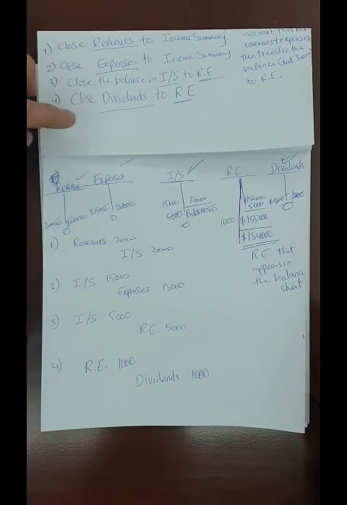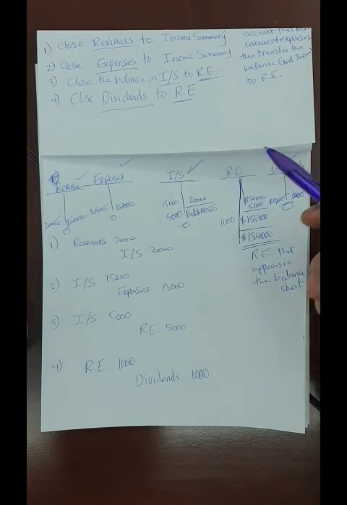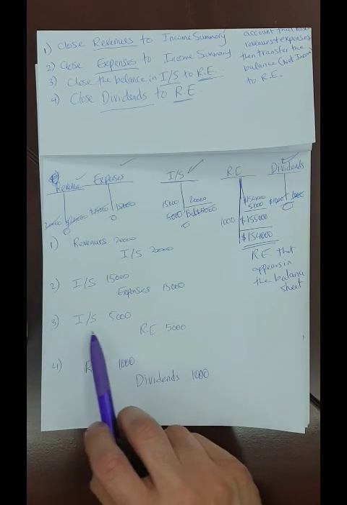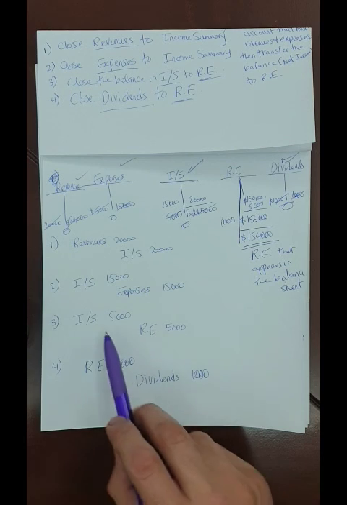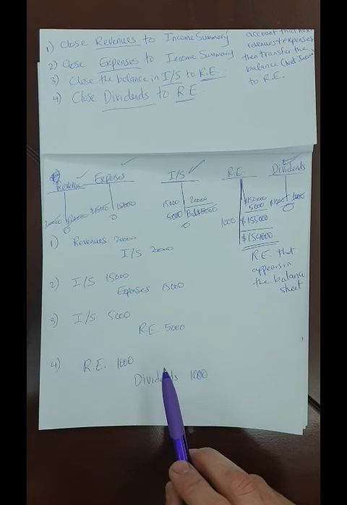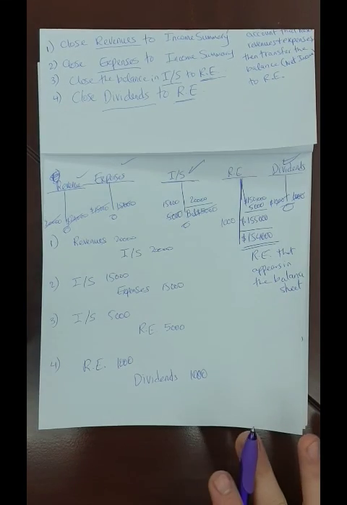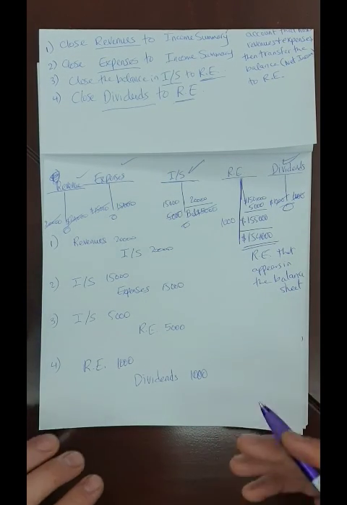So this is how we close our accounting cycle. You close revenues to income summary, expenses to income summary, retained earnings to income summary, income summary to retained earnings, and finally dividends to retained earnings. And this is how we close the accounting cycle.